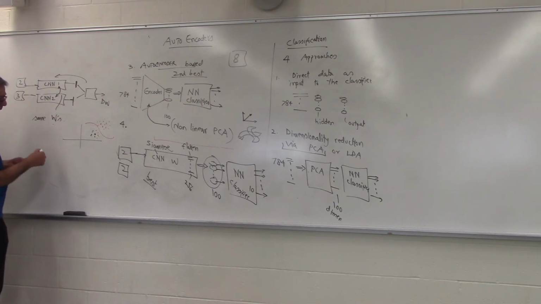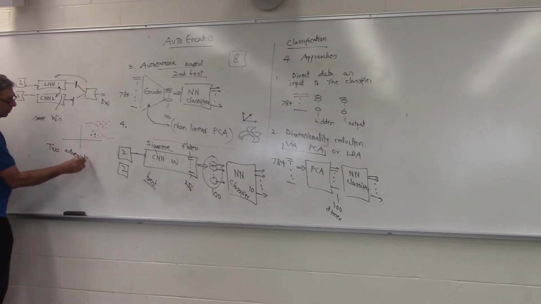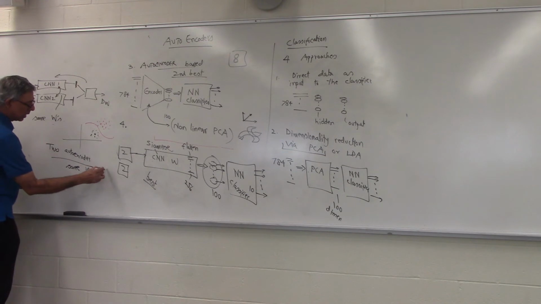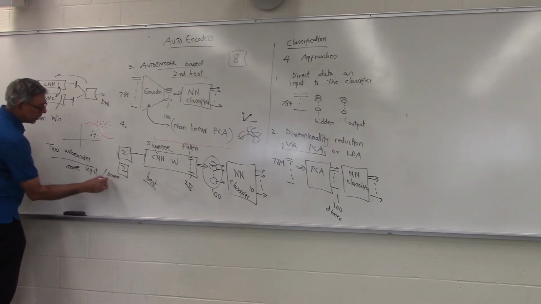Yeah, so good question. Let me explain. There are two types of autoencoders that we typically use. One is what we just discussed, the same input, same output, right? So the expected output is 100% the same.